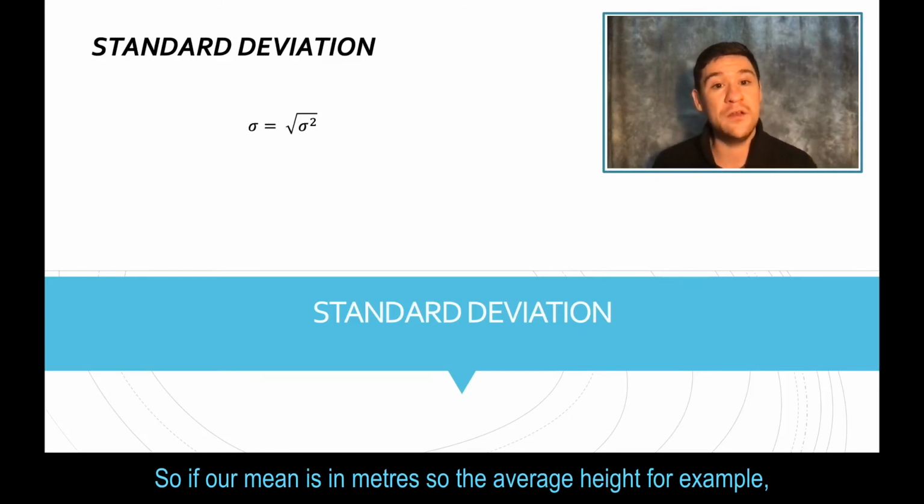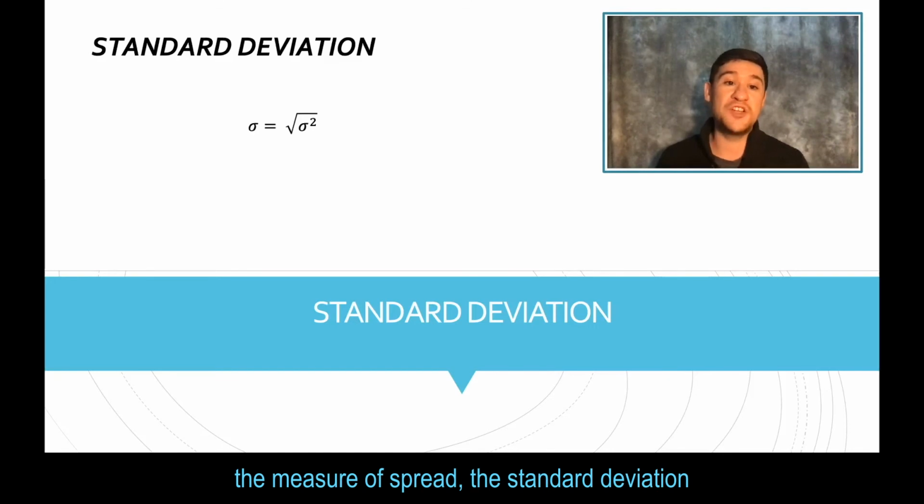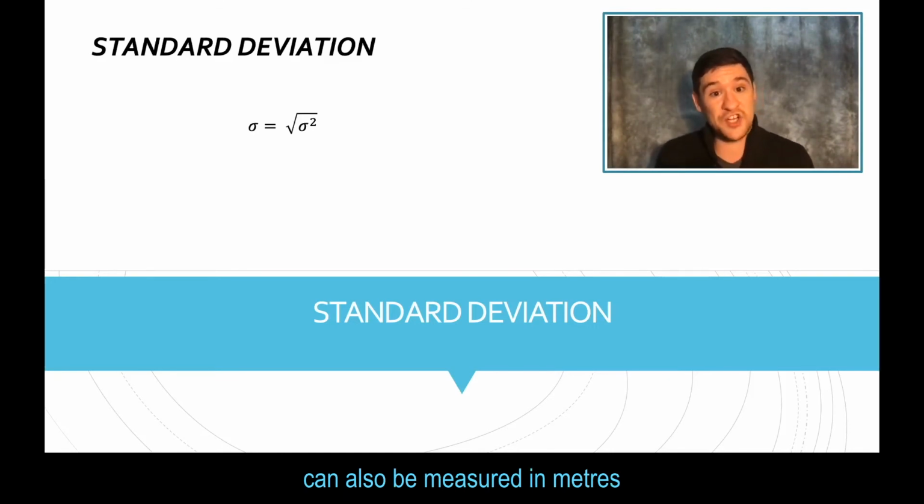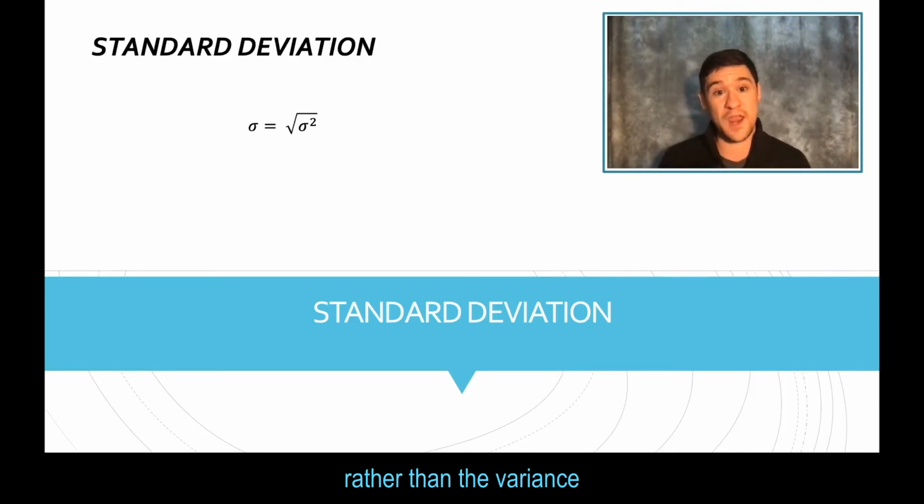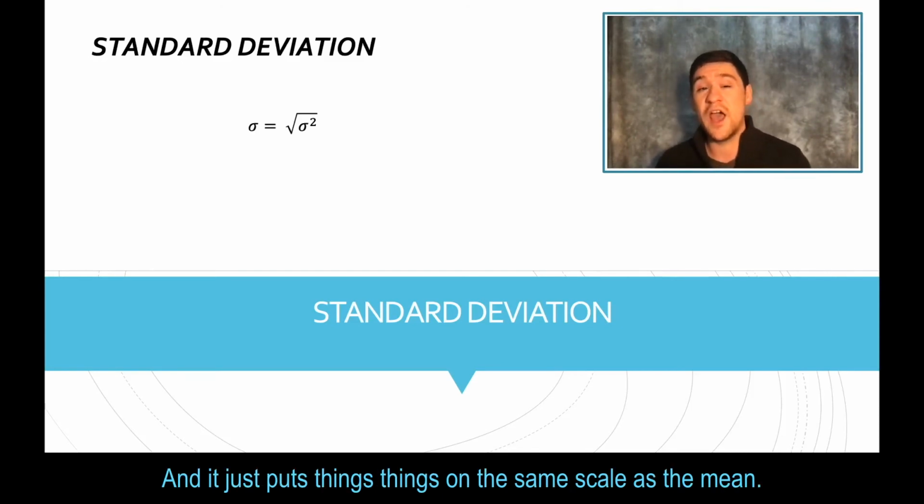So if our mean is in meters, so the average height, for example, the measure of spread, the standard deviation, can also be measured in meters rather than the variance, which would be in meters squared. And it just puts things on the same scale as the mean.